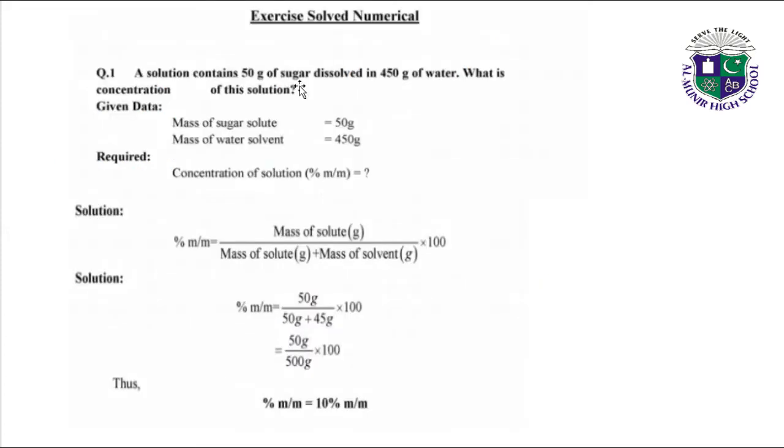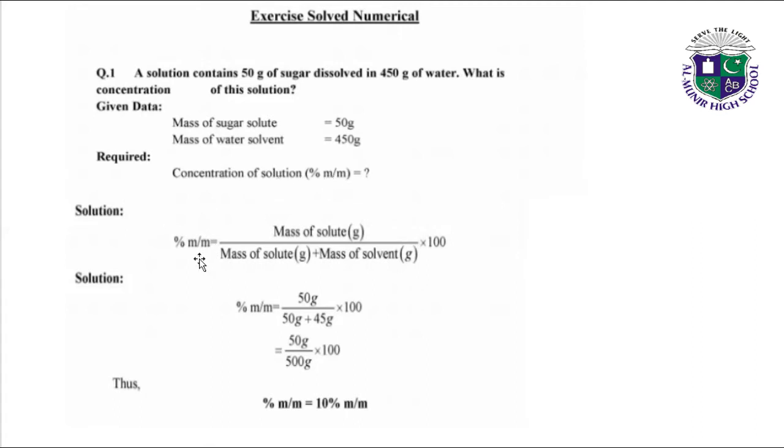We will understand what is given in the numerical statement, and then we will look at the formula, which type of formula we are using according to our unit number 6 and how we will calculate it. Now question number 1, a solution contains 50 grams of sugar dissolved in 450 grams of water. What is concentration of this solution? So mass of sugar solute is given, which is 50 grams. Mass of water solvent is also given, which is 450 grams. Required is concentration of solution, mass by mass.